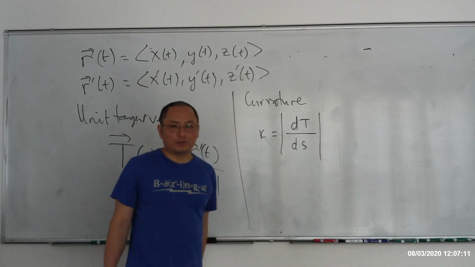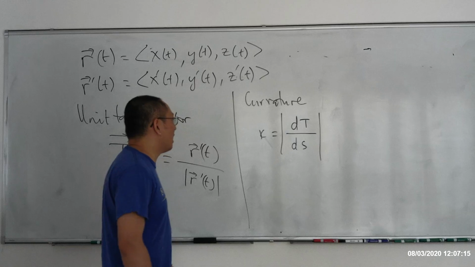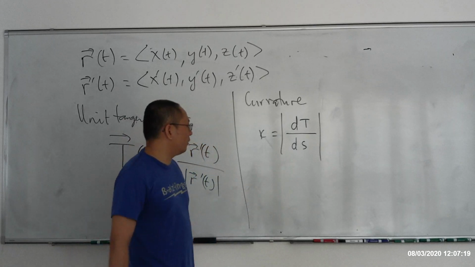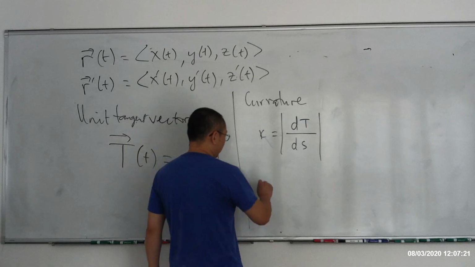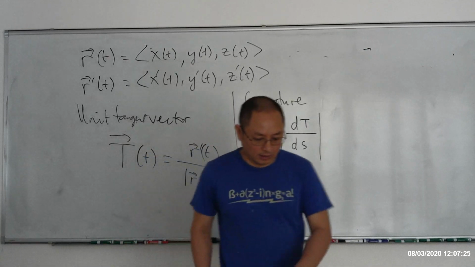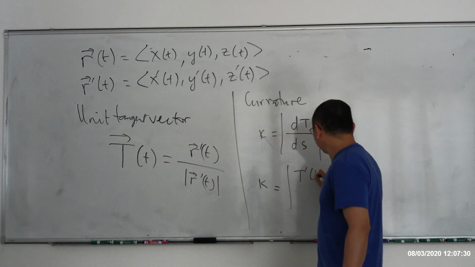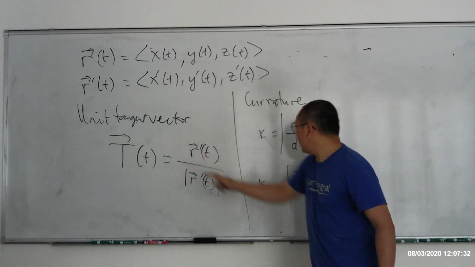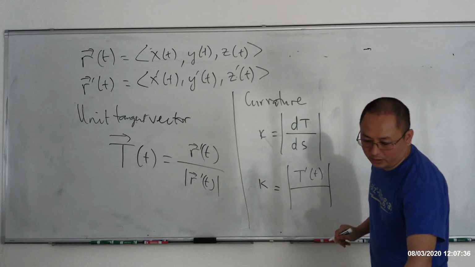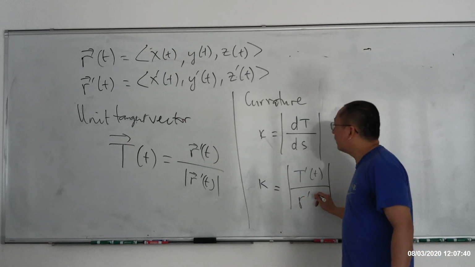This is the definition, and we have a problem with the definition. It's very hard to apply to our calculation. So we're going to modify the formula a little bit, and we have a theorem. And actually, you guys can use this formula. K is equal to T prime, the derivative of the tangent, over the derivative of the vector r.